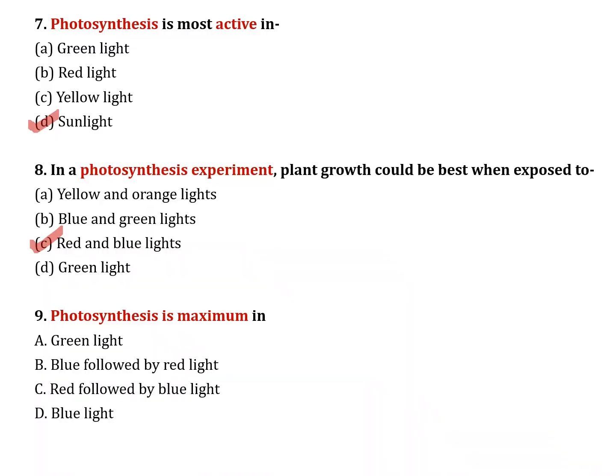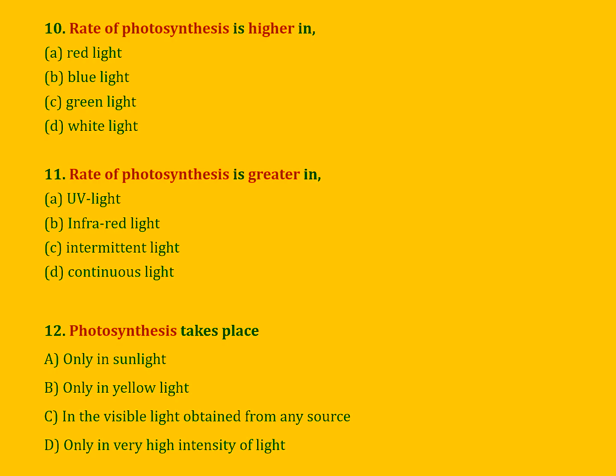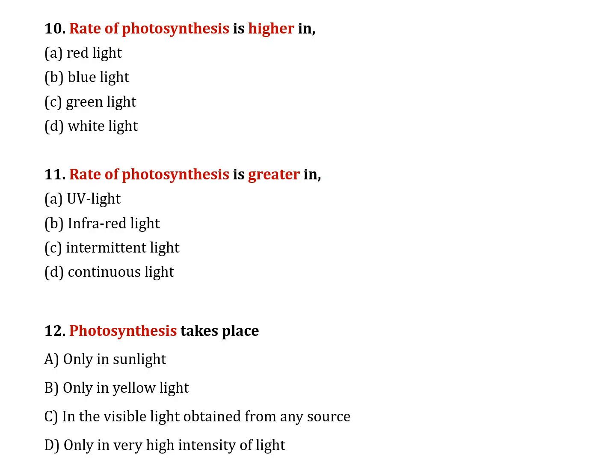The next question number 9. Photosynthesis is maximum in option A green light, option B blue followed by red light, option C red followed by blue light, option D blue light. Correct answer is option C, red followed by blue light. The next question number 10. Rate of photosynthesis is higher in option A red light, option B blue light, option C green light, option D white light. Correct answer is option D, white light.